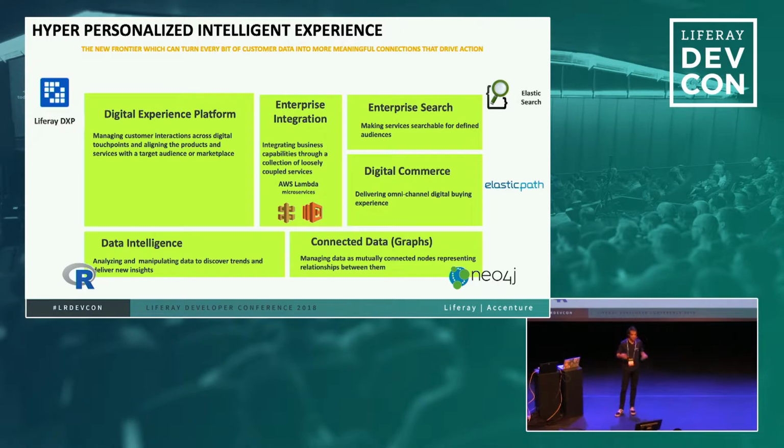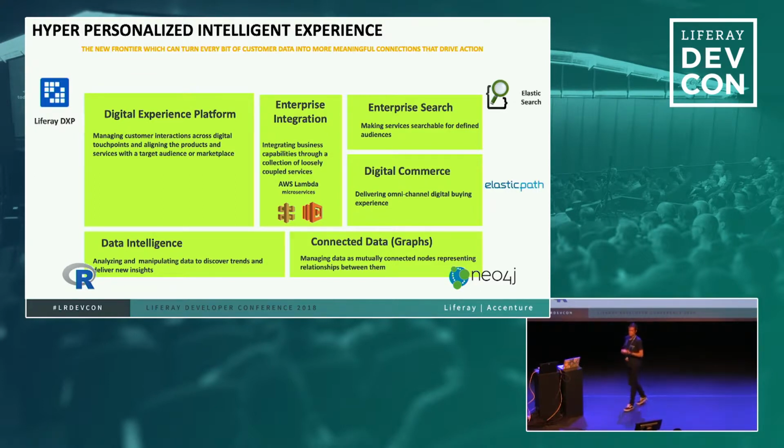The glue that puts all these pieces together, we are using Lambda and also the API gateway for exposing the APIs on both sides and to connect through microservices. And in this case, it's to connect Liferay DXP to the commerce part.